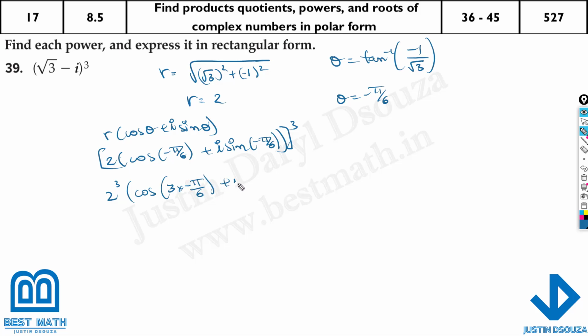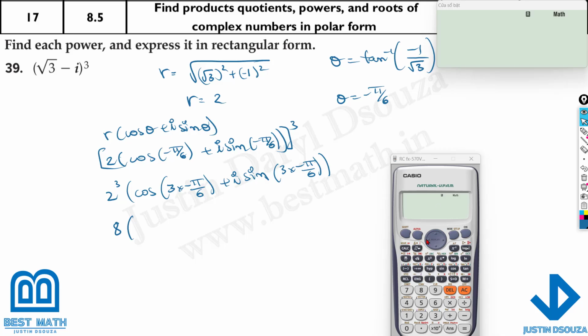So just write it out. Writing is very important here. Sine 3 times minus pi by 6. And that's it. So we'll just put it in the calculator and we'll get the values. It's 8. And it's going to be minus pi by 2. Cosine 3, especially when there's a minus sign and all, just to be on the safer side, times pi by 6. Close it up. Over here it's 0.